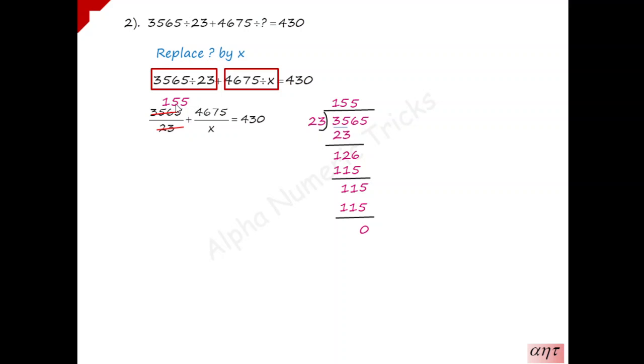Now you have to take this 155 to your right hand side. It becomes minus 155. That is 430 minus 155, which is equal to 4675 by x. When you subtract these two numbers, we get 275, and you have to take this x to your right hand side and 275 to your denominator of the left hand side, or when you simplify this, you get the value of x.